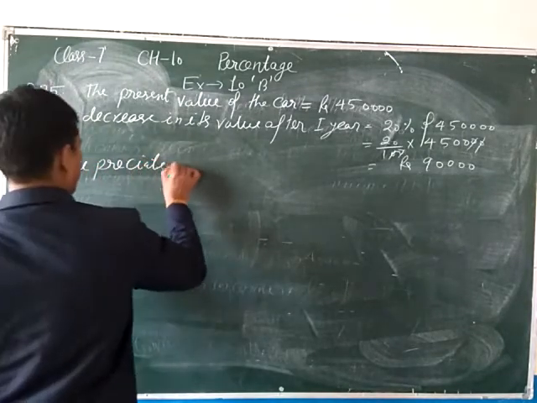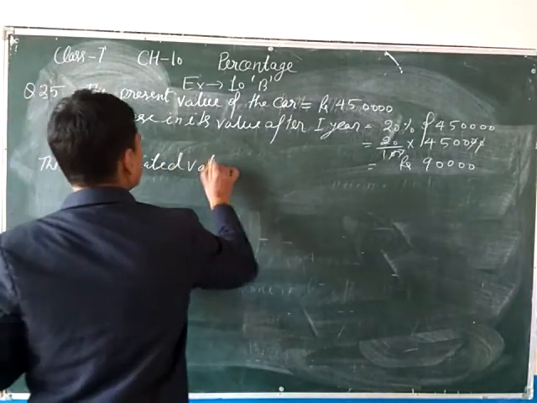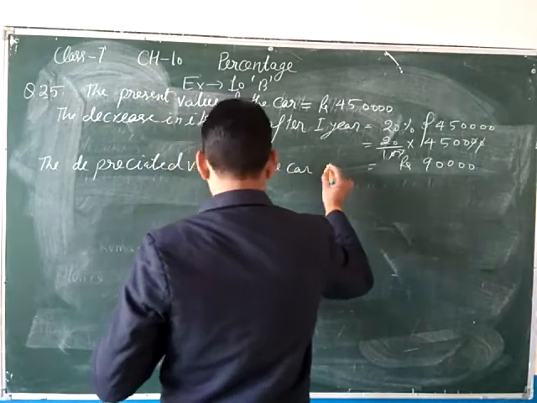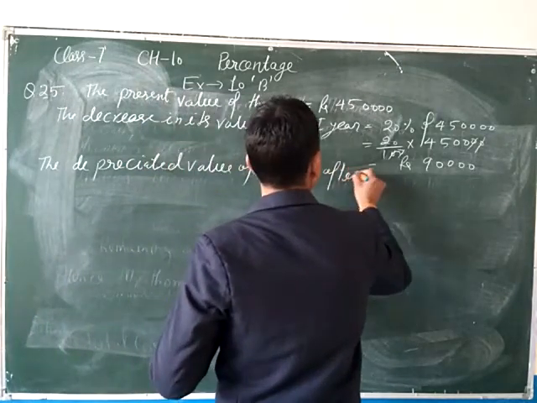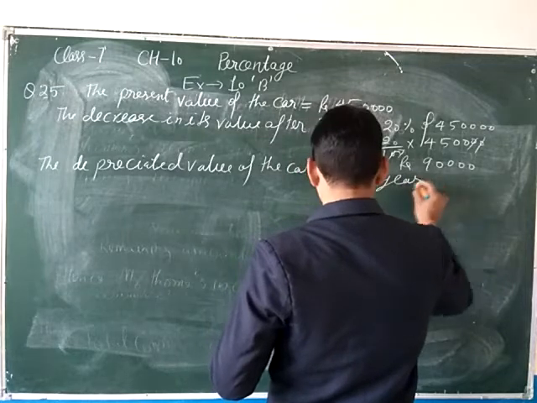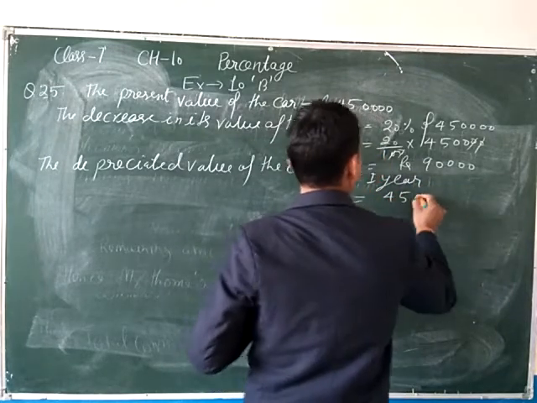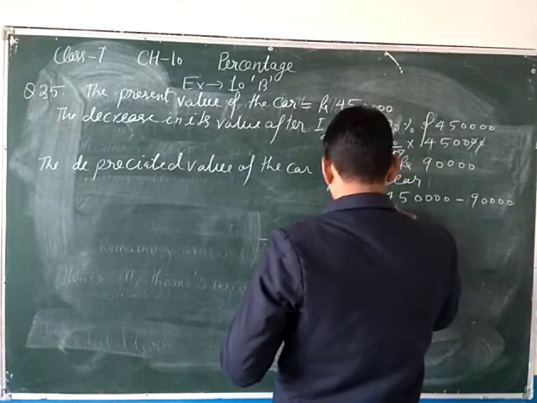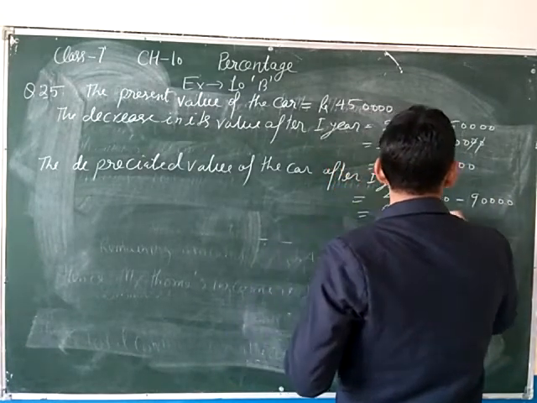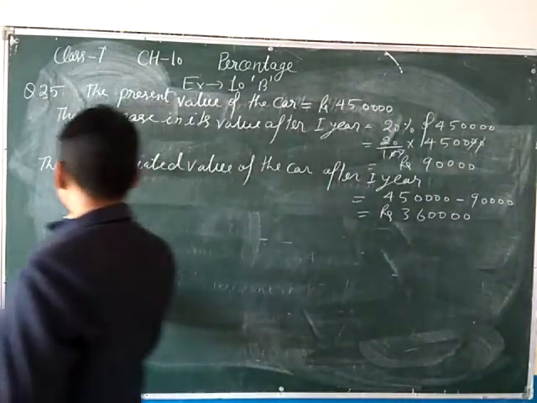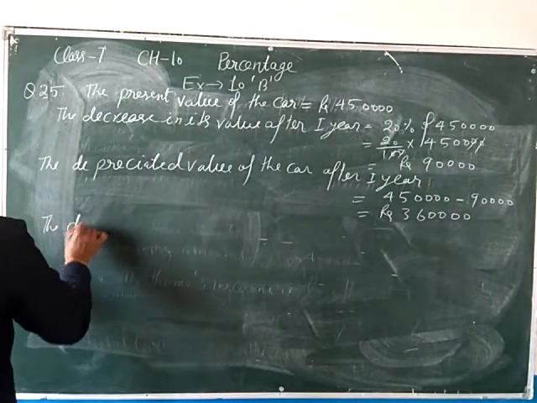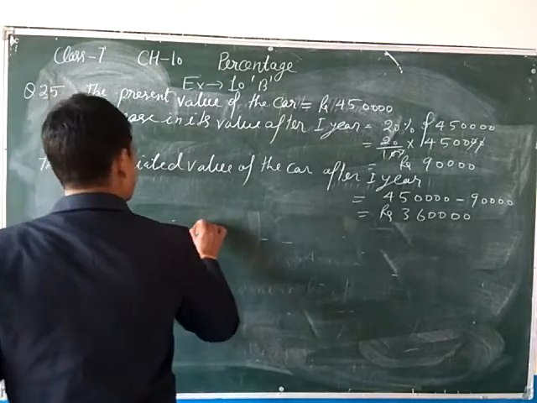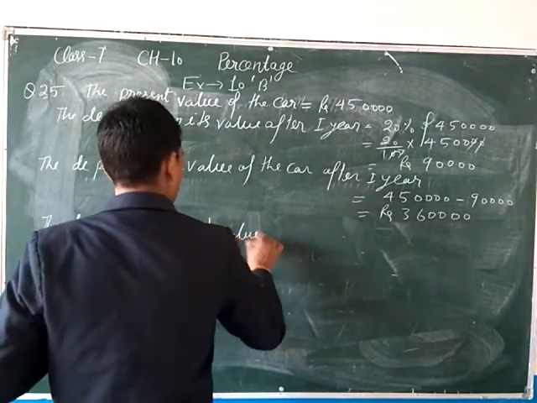The depreciated value of the car after first year equals 4,50,000 minus 90,000. So remaining is 3,60,000. Clear बेटा? As it is, the decrease in its value after second year.